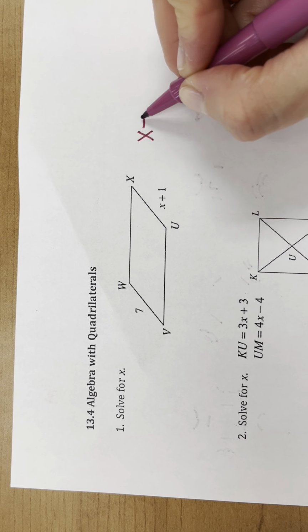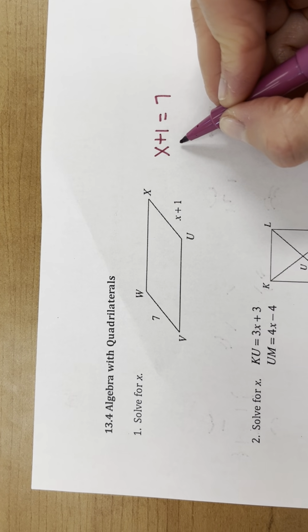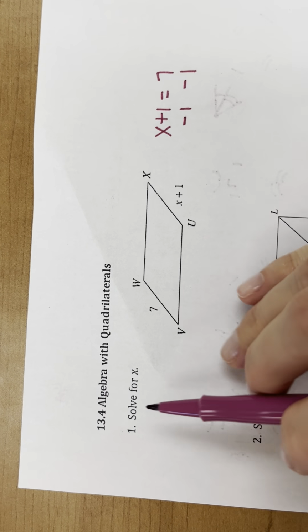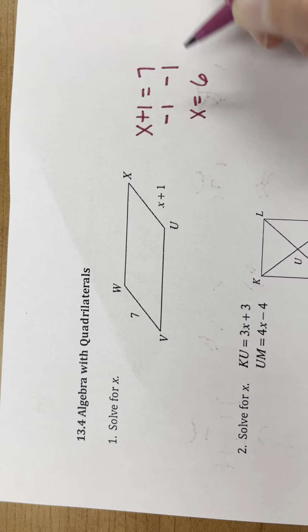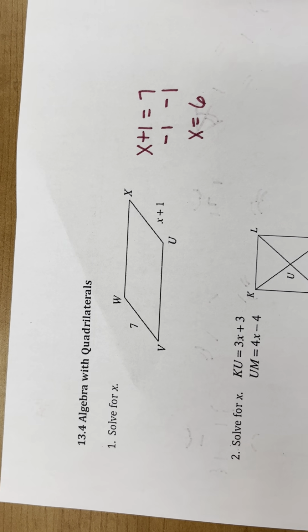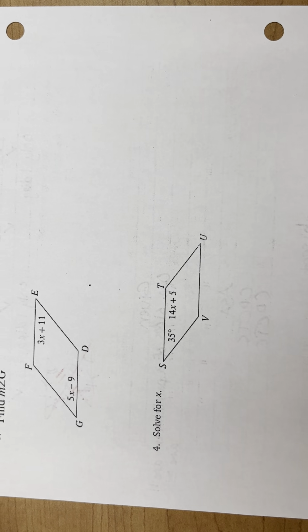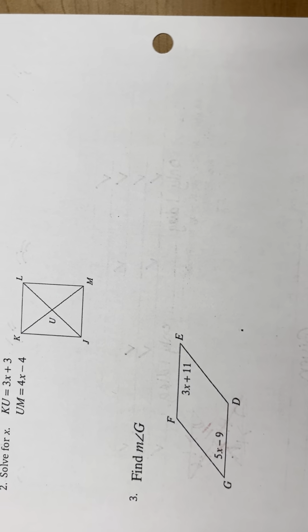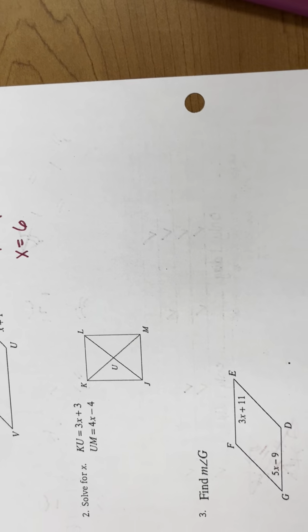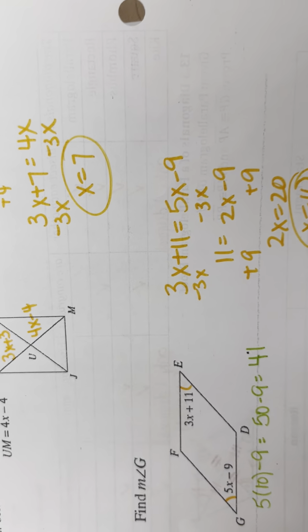So we can say x plus 1 equals 7. So to solve for x, just subtract 1, right? That's what they're asking us to do, solve for x. So x equals 6. All right, so go ahead and do 2, 3, 4, and come back for the answers. Pause. All right, and here are the answers for the rest of them.